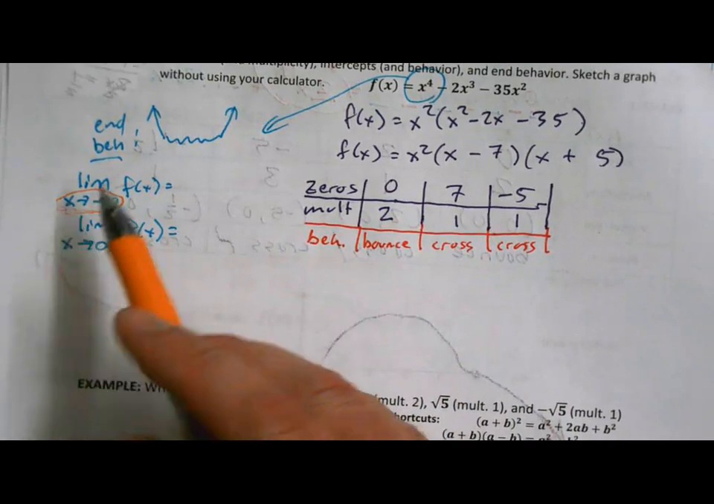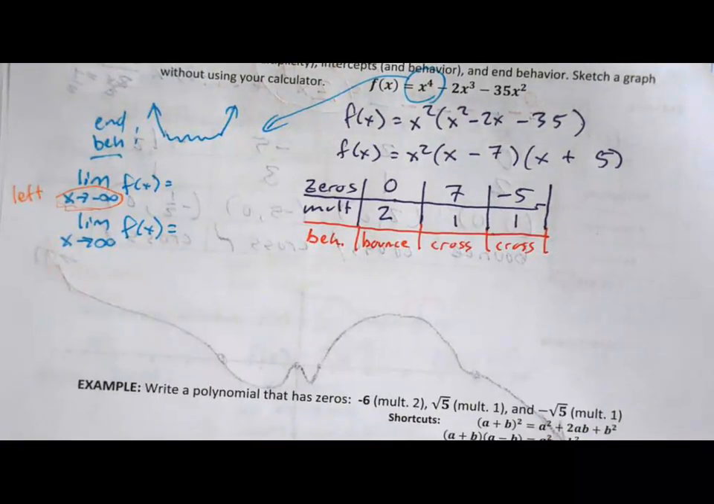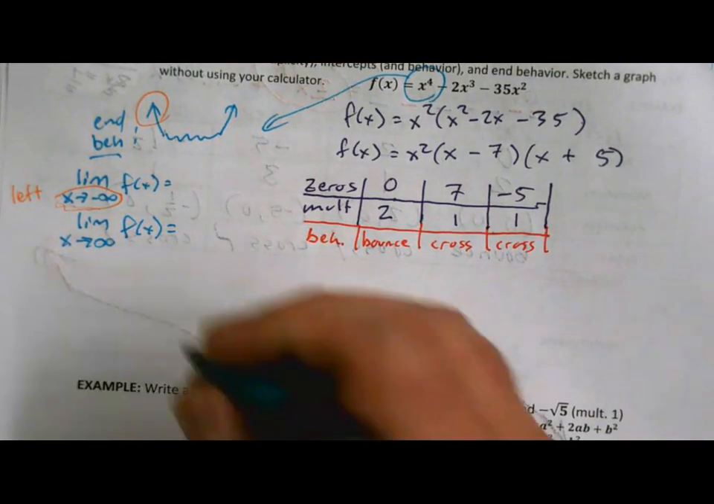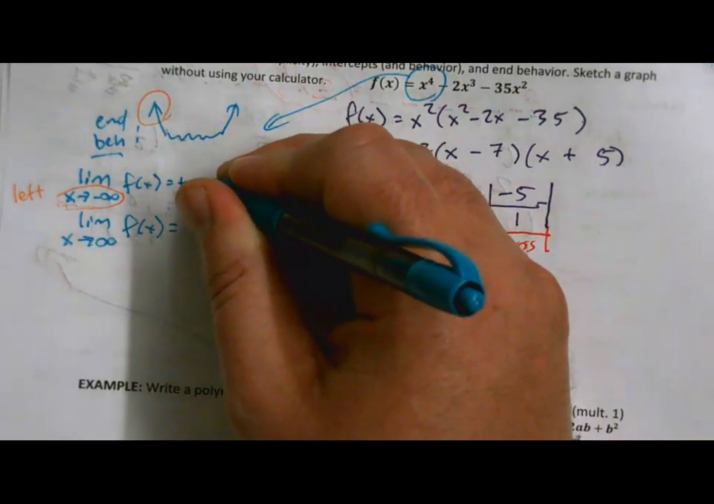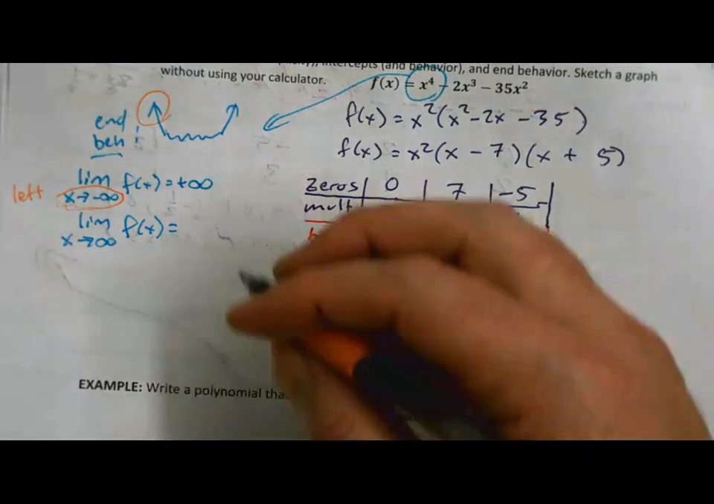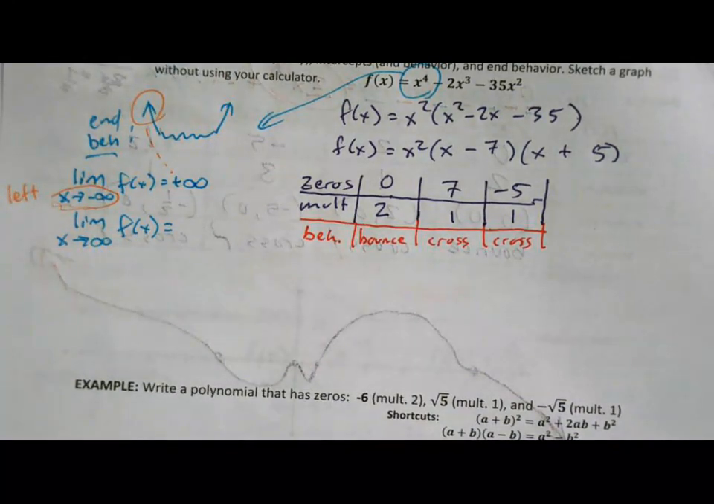So when you see this, I'm hoping you're thinking this is telling me what's going on the left. And what is our graph doing on the left? It's going up to positive infinity, so I should have a positive infinity here. You wouldn't usually write the plus. That's where that's coming from. So on the left, we're going up to positive infinity.